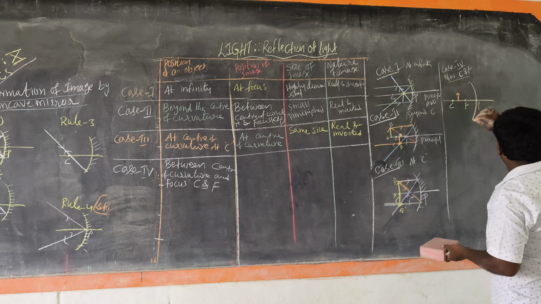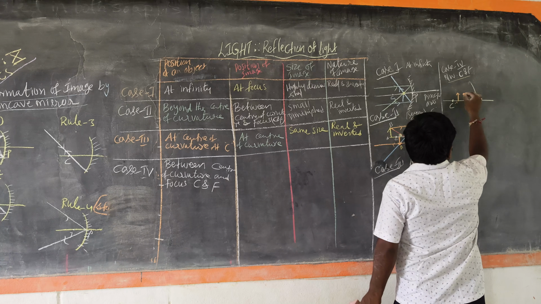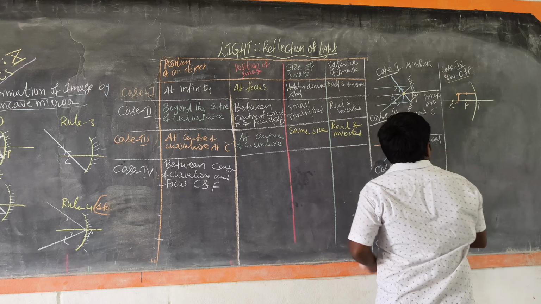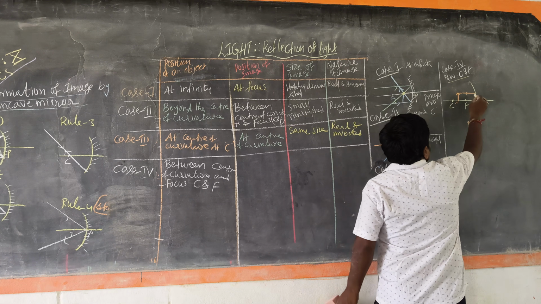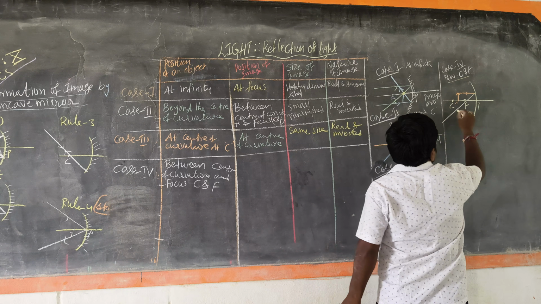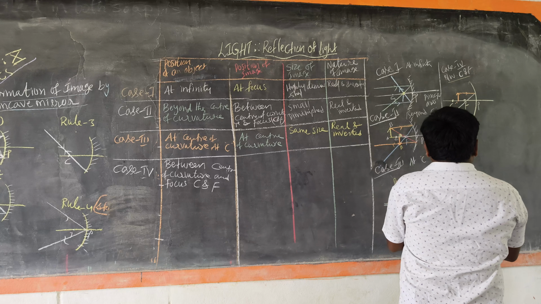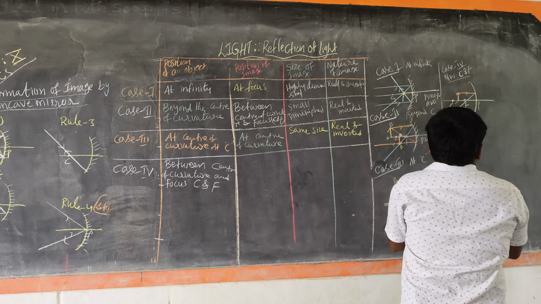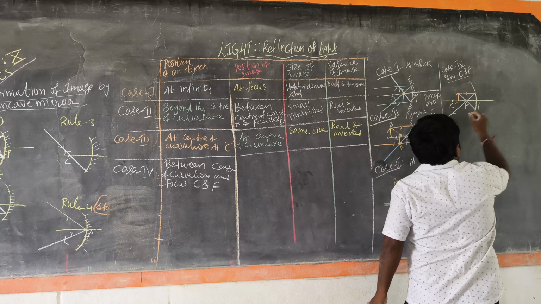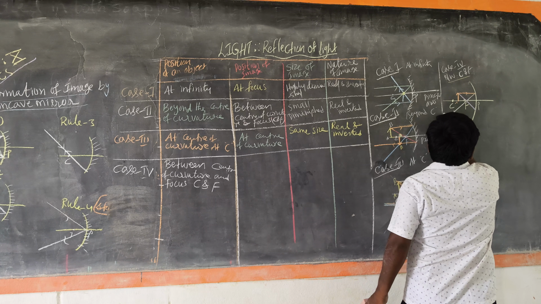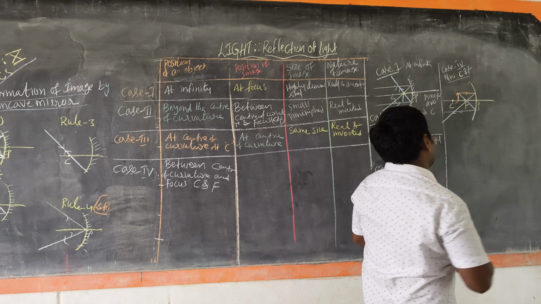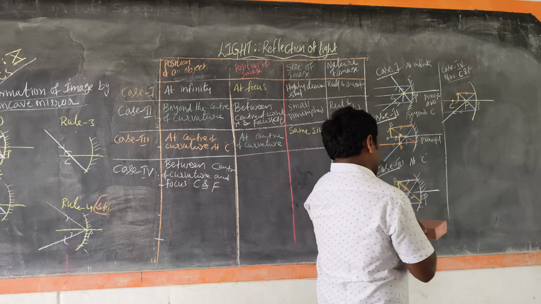The object is placed here. A, first ray parallel to the principal axis. After that, what will happen? It passes through the focus. Then the second one, passing through the focus. After that what will happen? It moves parallel to the principal axis.